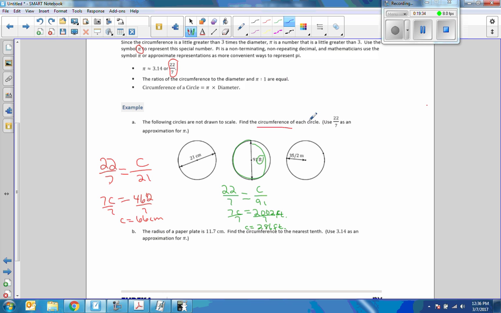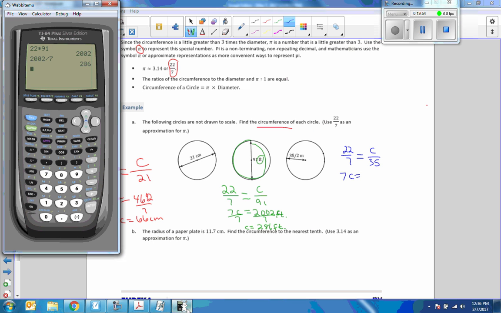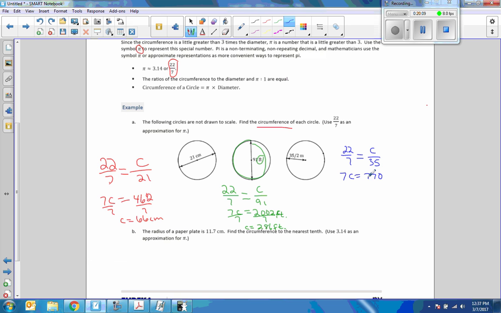Okay, the next one, 22 over 7 equals circumference over diameter. Now be careful, this is radius. And it's 35 divided by 2, so the whole thing would be 35, not half of 35. Cross multiply and get 7c equals 35 times 22. 770 divided by 7 is 110. So we get 770 divided by 7. So C equals 110 meters.